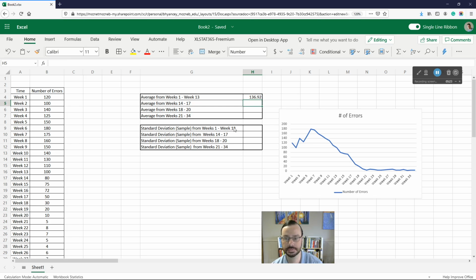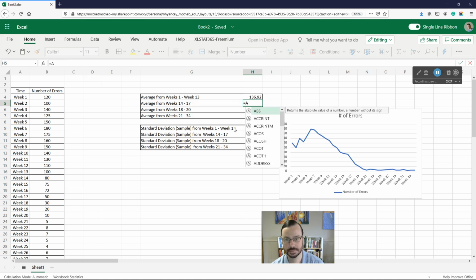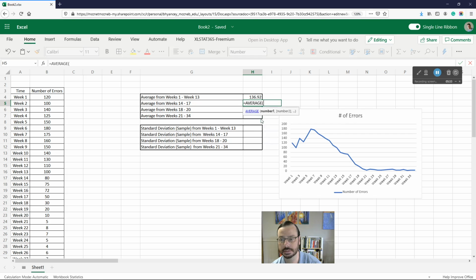So we're going to do the same thing for weeks 14 through 17. I'm going to type in equals. Start typing in average, right? Now instead of typing out the whole word, you can just go to this here, double click. It even gives my parenthesis in there. I'm going to go from weeks 14 through 17.